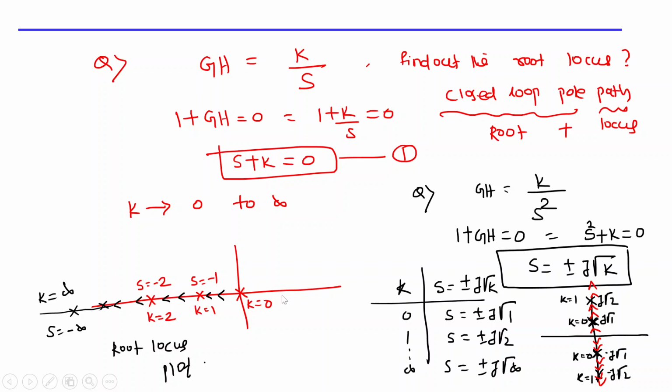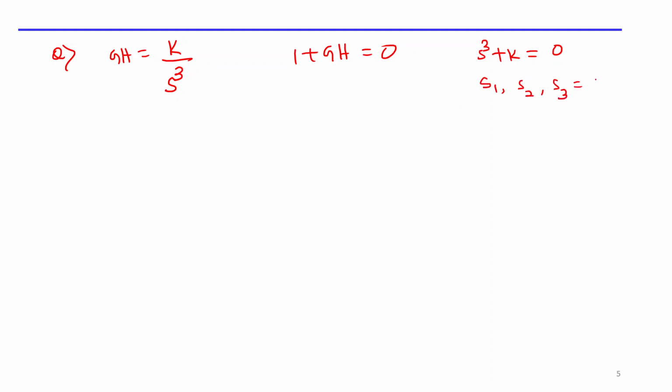Now I'm taking the third example. Let me quickly give the third example. Let's say G(s) is equal to k divided by s cube, and find out the closed loop root locus for this. Then what will you do? Again, you have to do the same. Find out the closed loop transfer function. So this will give you s cube plus k equal to 0. And here, can anybody tell me what are the pole locations s1, s2, and s3?